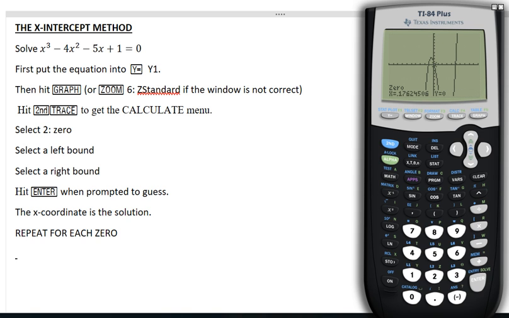There is my second solution, 0.176. I record that as a second solution. And now I repeat the process a third time to find this one.